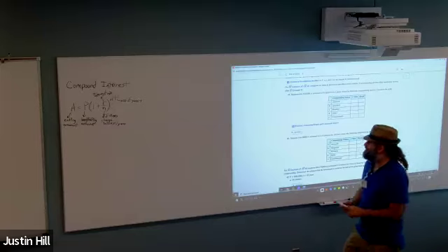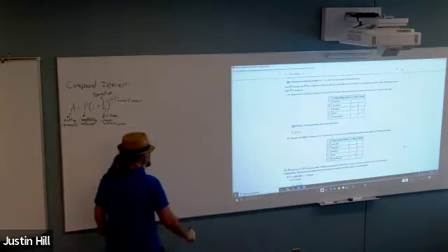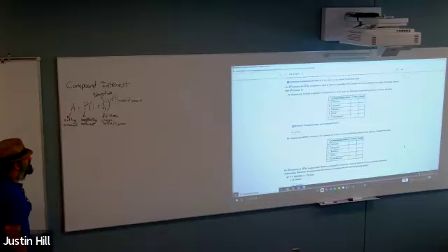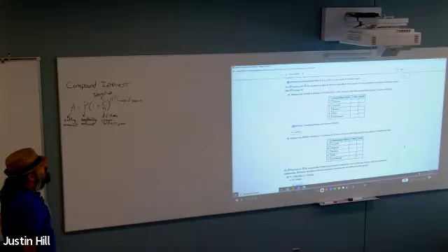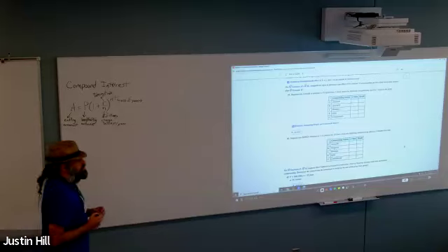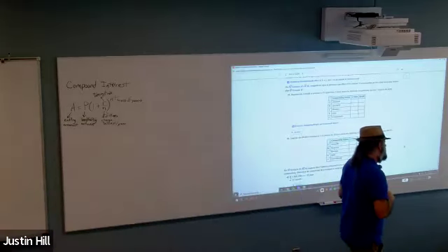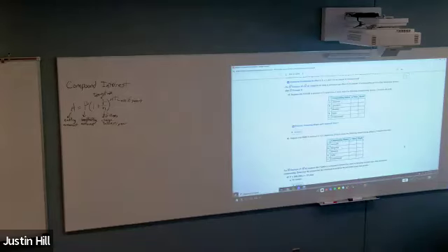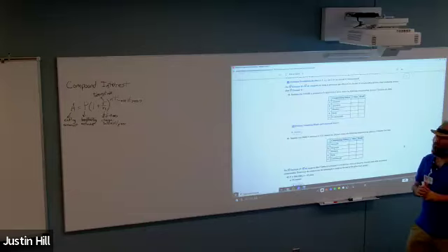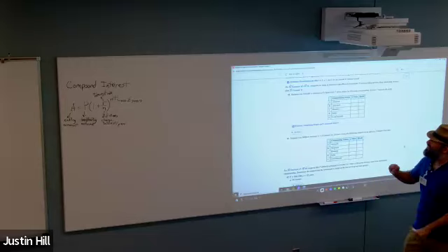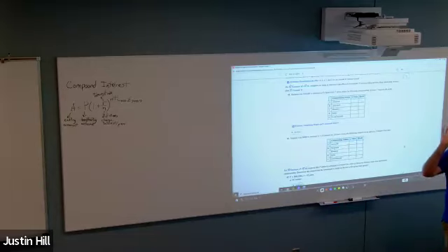So let's work out a couple of these as a class and we'll have you guys run a couple of these yourselves. So let's say they charge you interest annually. Annually means how many times per year? Once. So when they say they're charging you interest annually, in this case, at the end of every year, they're gonna charge you 4% of what you owe.